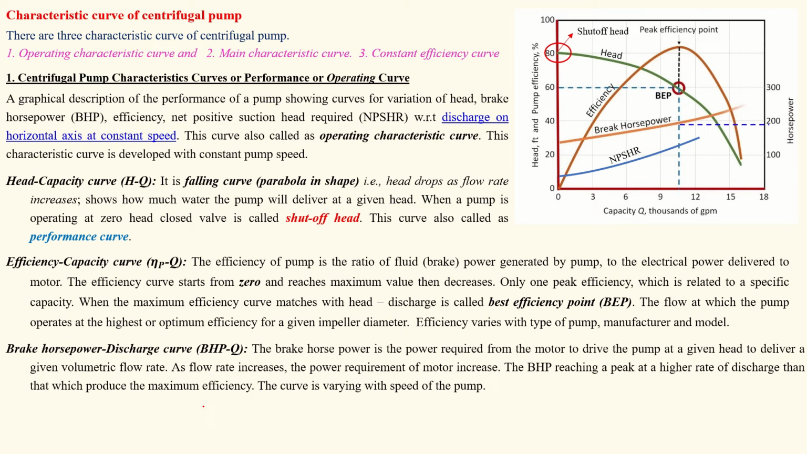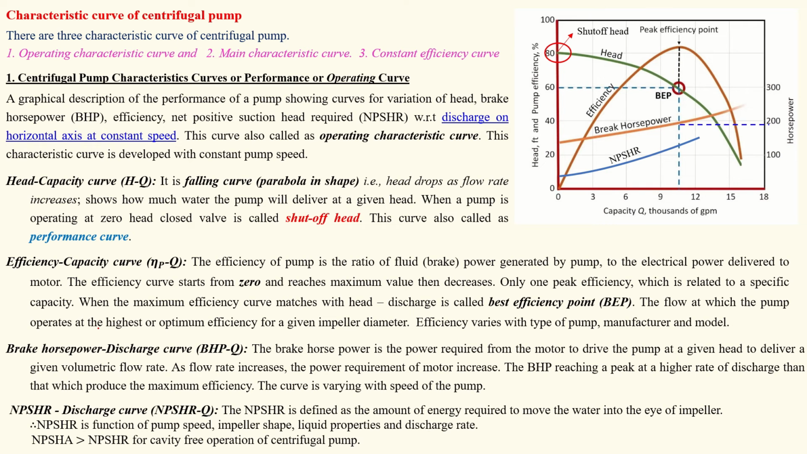So we will take the best efficiency point, where the efficiency curve and the head curve, which is a falling curve, join or meet. This is the point where both are meeting. This is called your best efficiency point. So at this condition the head is 60 meters, where the head and efficiency curves join. So this is the most important point, the operating point of your pump.